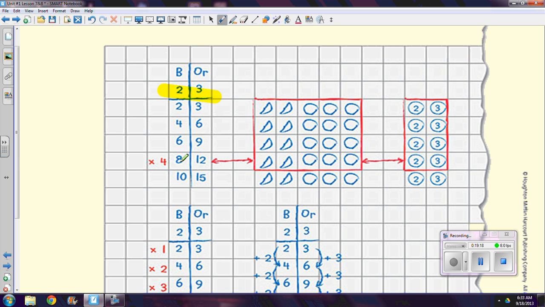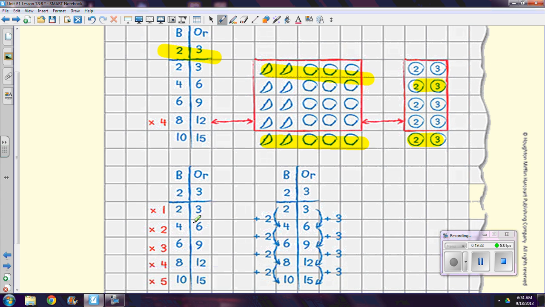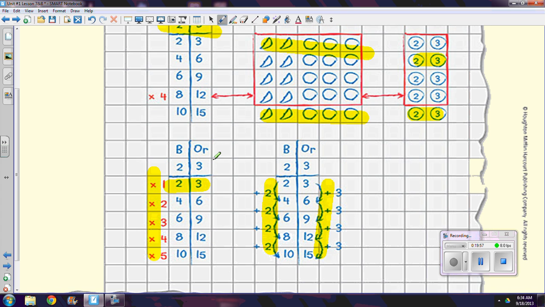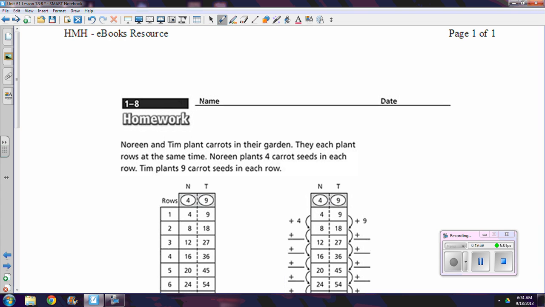Okay, here you have 8, 12. If you look here, 2, 3, 2, 3, 2, 3. And down here, 1 times 2, 2, 3 times 1, 3. Or if you look here, same thing, 2 plus 2 is 4. 3 plus 3 is 6. So you have one showing it with multiplication, the other showing it with addition.